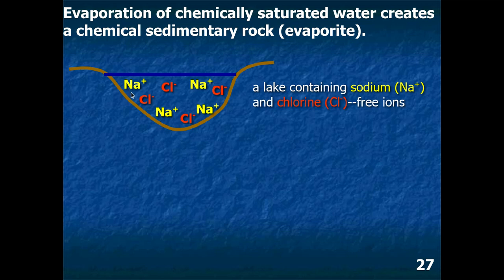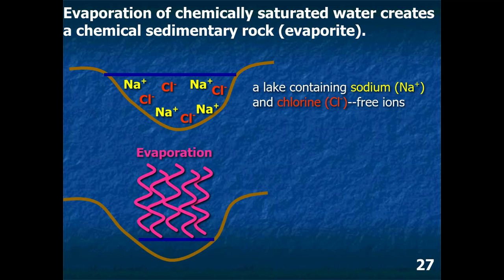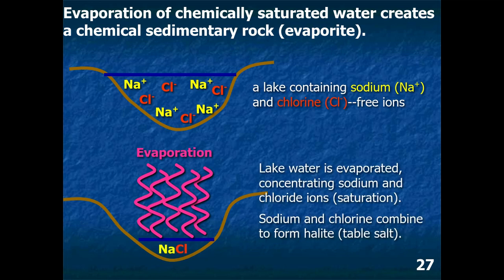It gets less and less, which is now going to bring the sodium and chlorine ions closer together. In other words, it's going to concentrate the water body into sodium and chlorine. So the bottom picture on your slide shows the evaporational process. As you can see, the lake water has now gone lower, and so the lake body is now being concentrated in sodium chloride.